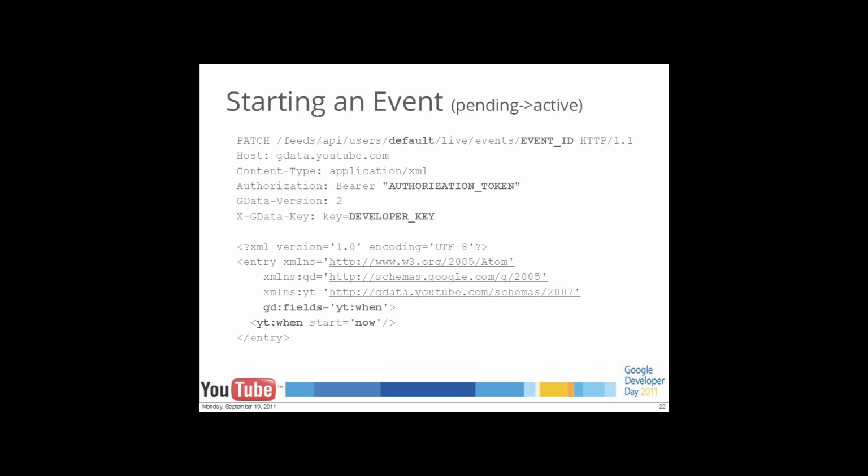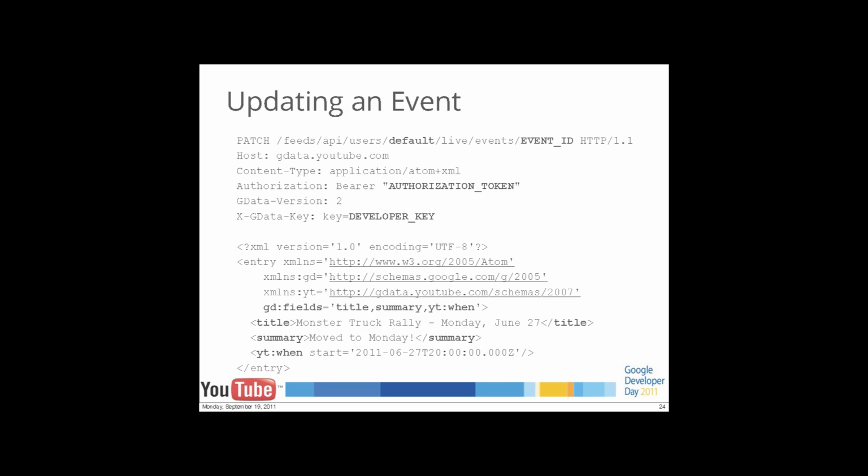So in this case, I am modifying the start date, so YT when, and then start value is now, and that will trigger the state transition. The event will be started. Ending an event, similar to the previous slide, patch request, and I set the end to now, and that will basically transition the event from active to completed.